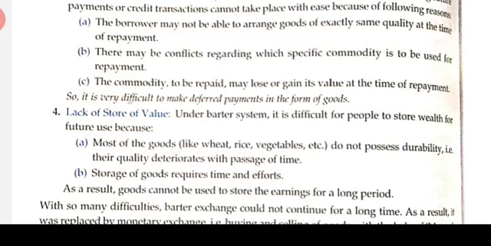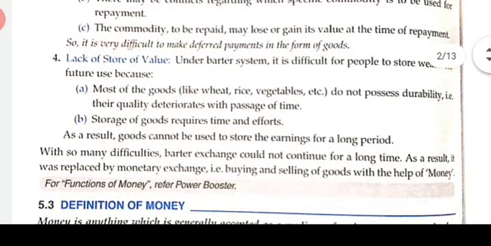As a result, goods cannot be used to store earnings for a long period. With so many difficulties, barter exchange could not continue for a longer time. The system which prevailed in primitive times could not last for a longer period because of the various limitations. As a result, it was replaced by monetary exchange, that is, buying and selling of goods with the help of money. From there, money was invented. So, children, the barter system had limitations, and to overcome them, money was invented.